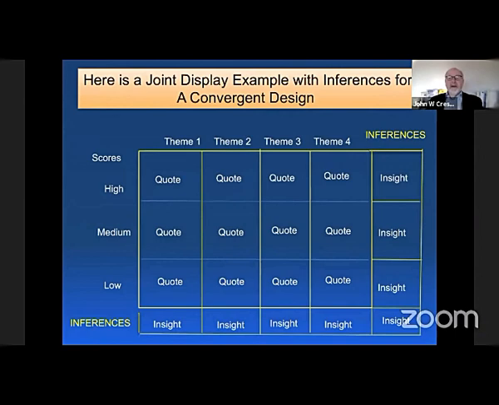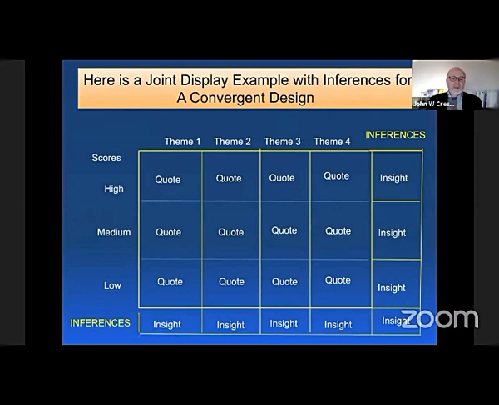And I've spoken a little bit about a joint display. Well, here's an example of one for convergent design. What I've done here is put together a table that organizes the qualitative themes up at the top on the horizontal axis and the quantitative scores on the vertical axis. And then within the cells, I can put quotes or I can put numbers. And then I have a column for inferences where I can draw insight across rows, or I can draw inferences across columns. For example, I could take theme one and see how people who score high, medium, and low responded differently to theme one, draw an inference and gain insight as to how that would help me understand the problem better. So joint displays are very popular.